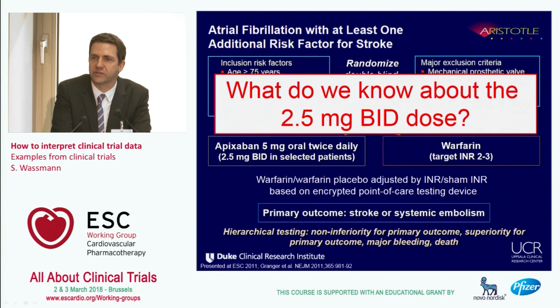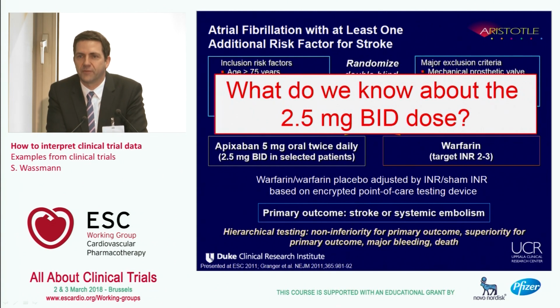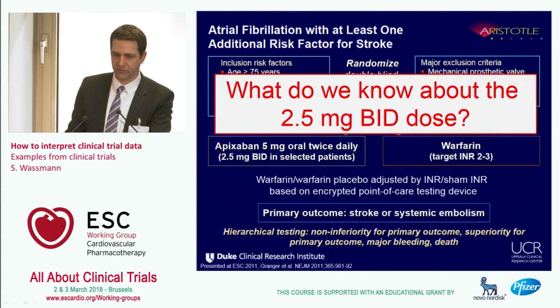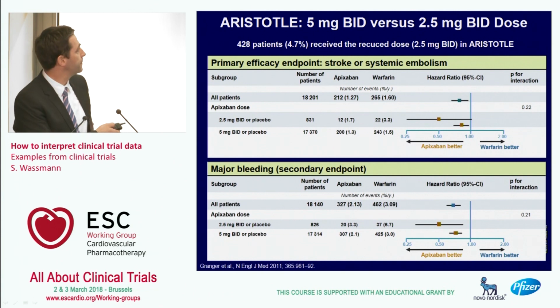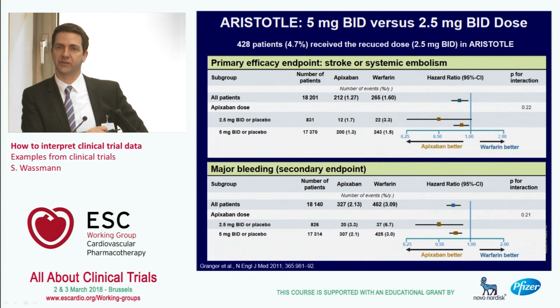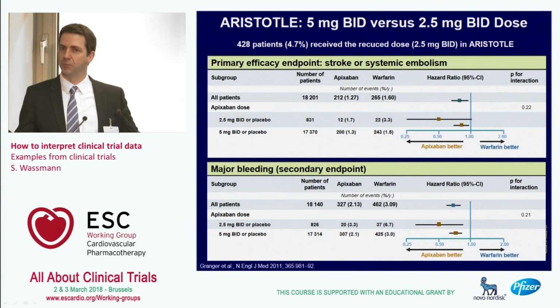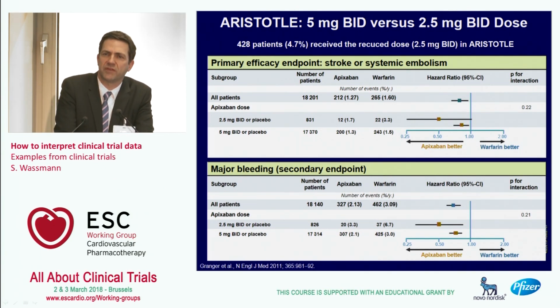It's because doctors don't want to have bleedings and they go down to the lower dose. So what do we know? Do we know anything about the 2.5 milligrams? I'll just show you this subgroup analysis. Results for all patients: this is stroke, this is major bleeding, this is all patients, this is the 2.5 milligram dose, and this is the 5 milligram dose. P for interaction not significant, which means both groups do identical, right? So can we treat all patients with 2.5 now?